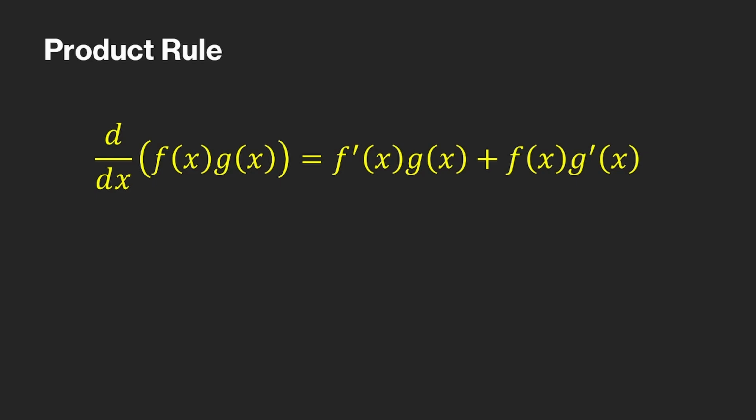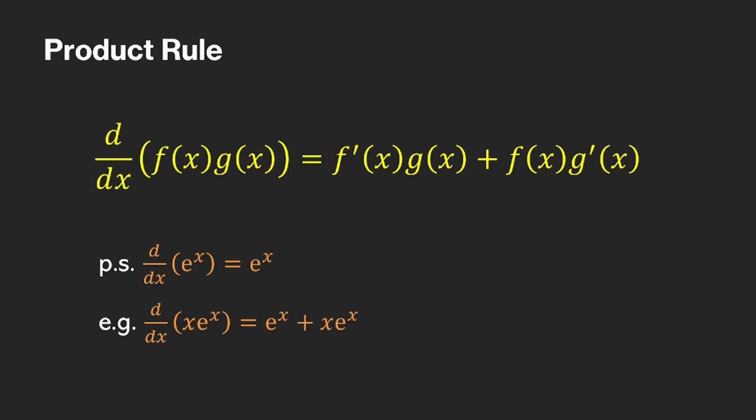Alright, moving on. Product rule. If you differentiate a function f times a function g, you will get that it's equal to the derivative of the function f times the function g plus the function f times the derivative of g. Alright, so this is a note. This is something you're going to have to memorize anyways, but the derivative of the function e to the x is always e to the x. So I'm going to use that here in my example. If I differentiate x times e to the x, I'm going to get e to the x plus x times e to the x, and that is via the formula for the product rule.